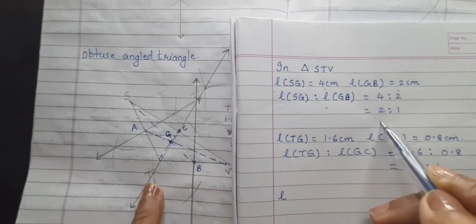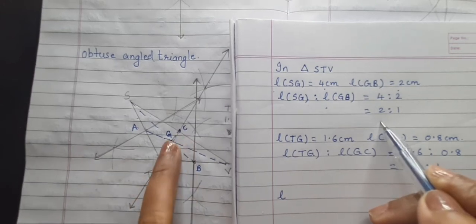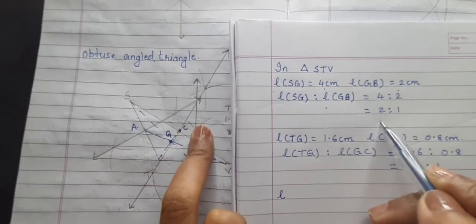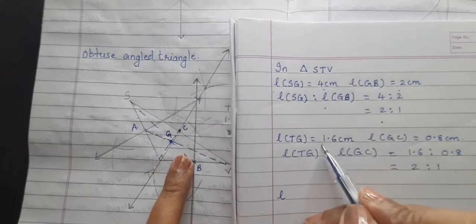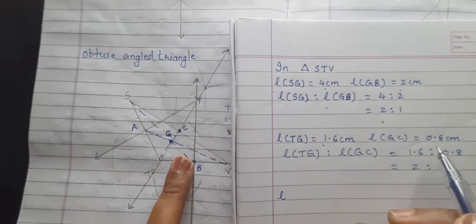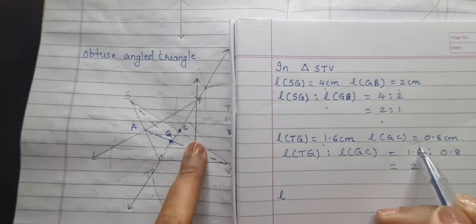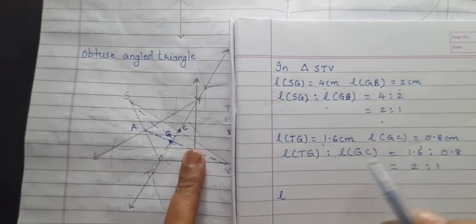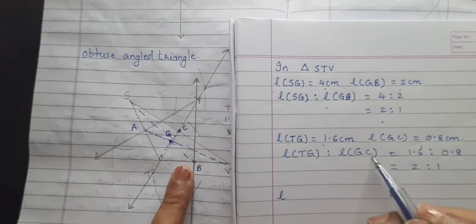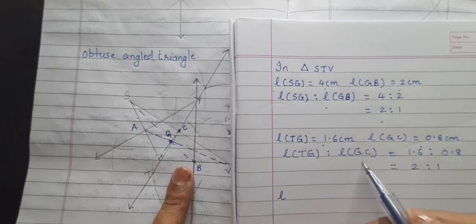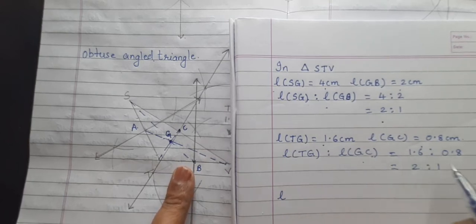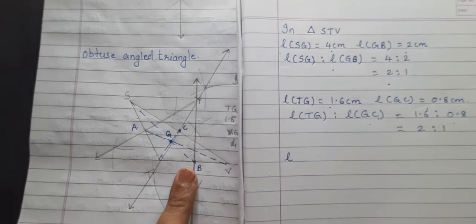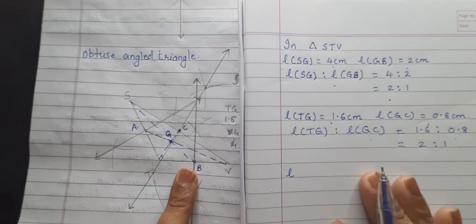In the same way, you have to find the length of TG and the length of GC. Length of TG is 1.6 centimeter and length of GC is 0.8 centimeter. This I have measured with the help of the scale. Then I calculated the ratio TG to GC, that is 1.6 to 0.8, and after calculation what I get is 2:1.